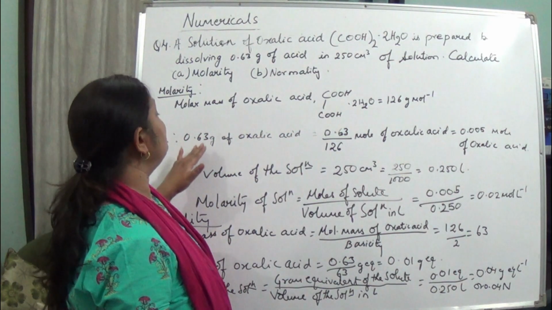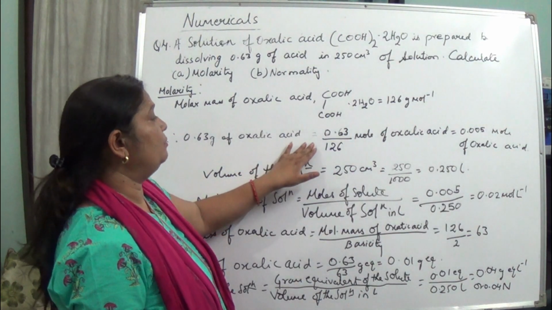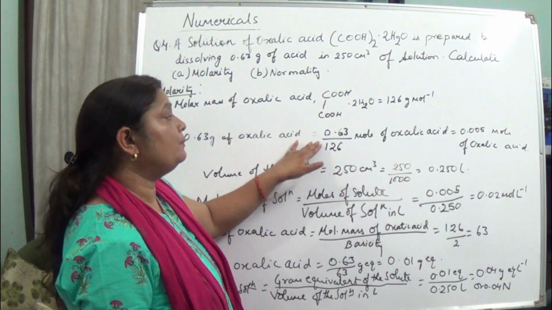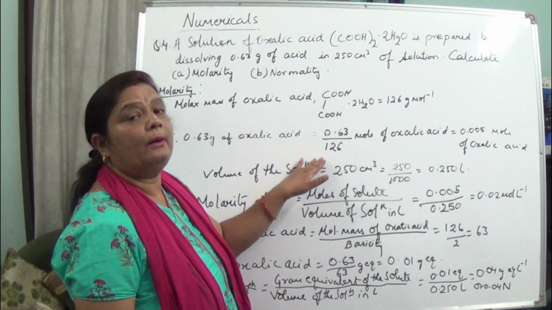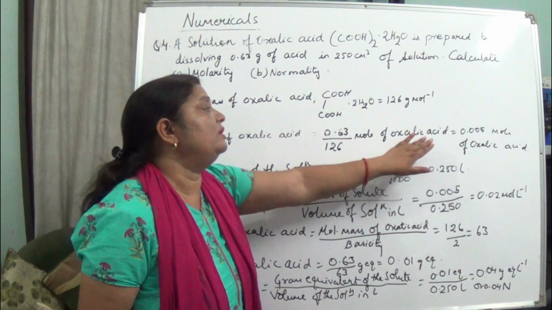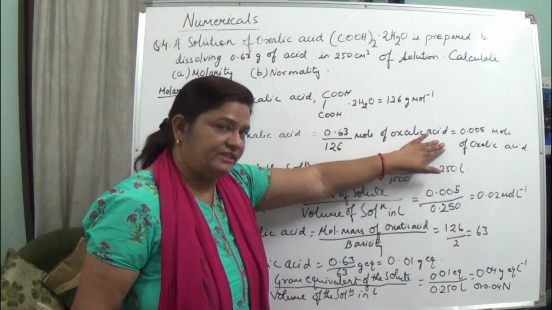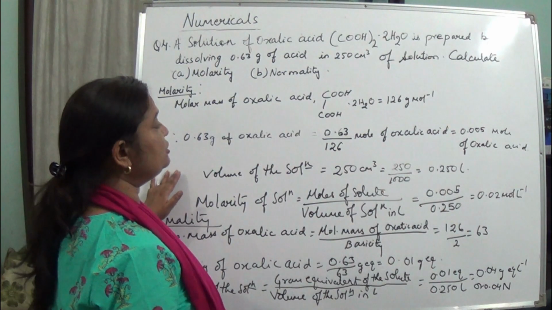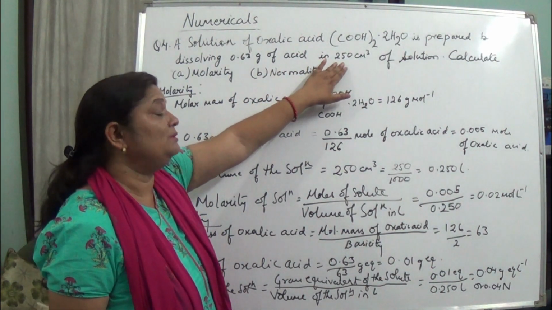So 0.63 grams of oxalic acid will be how much? You calculate the moles by the formula given mass upon the molar mass. So given mass is 0.63 upon 126, and you will get 0.005 mole of oxalic acid. Now you have to take out the volume also. It has been given in centimeter cube. You have to change it into liters.